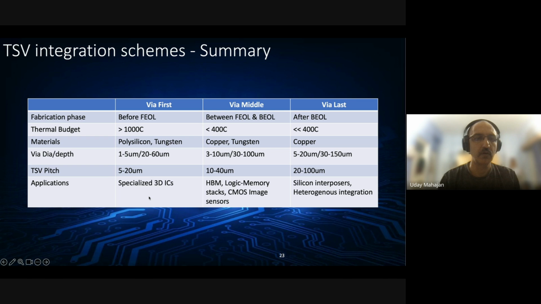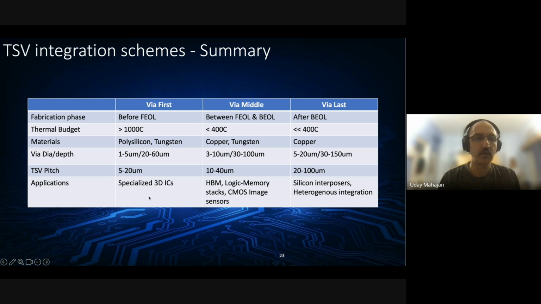The process flow which has gained the single largest adoption, which gives you a good combination of slightly larger dimensions, slightly looser pitch, but at the same time easier to integrate process, is the via middle flow, which is done between the front end of line and the back end of line. So it has a thermal budget of less than 400 C.